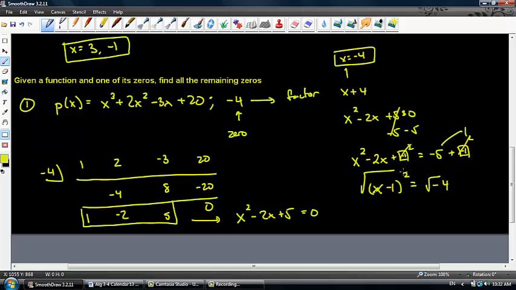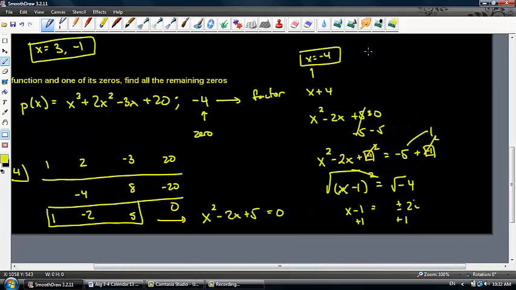I'm going to take the square roots of both sides. So I get x minus 1 equals, now the square root of -4 is plus or minus 2i. I'm going to add 1 to both sides. So what I end up getting is x equals 1 plus 2i and 1 minus 2i. Or you could have just combined it into 1 plus or minus 2i.